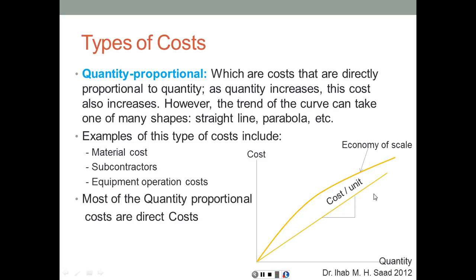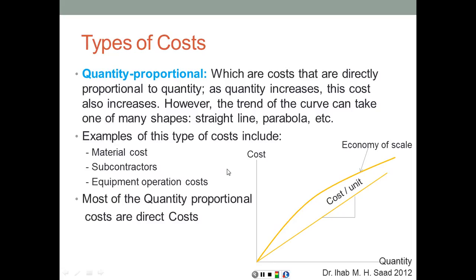It might be constant, or it might be a parabola like that, which shows that at the beginning we have a higher cost per unit and at the end we have a lower cost per unit. This is what we call the economy of scale, or buying in bulk. The more you buy, the more discount you're going to get on the price. So the larger the amount that you order, the lower the unit price that you're going to get, and that's why the unit price might not be linear.